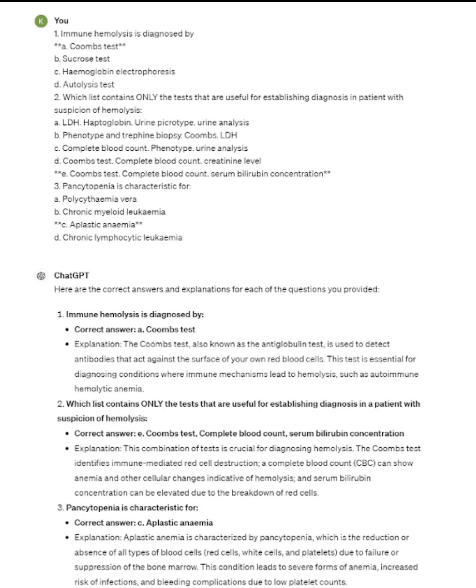2. Which list contains only the tests that are useful for establishing diagnosis in a patient with suspicion of hemolysis? Correct answer: E, Coombs test, complete blood count, serum bilirubin concentration.